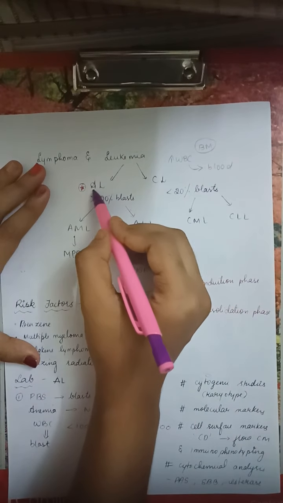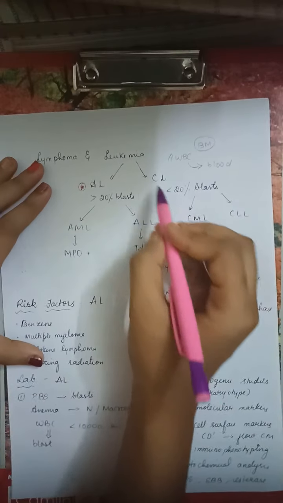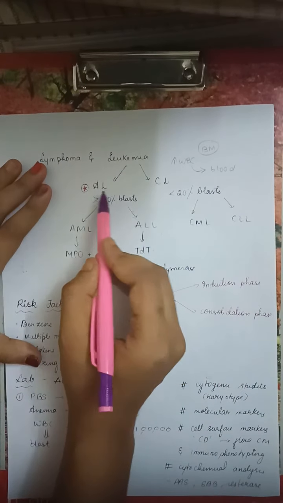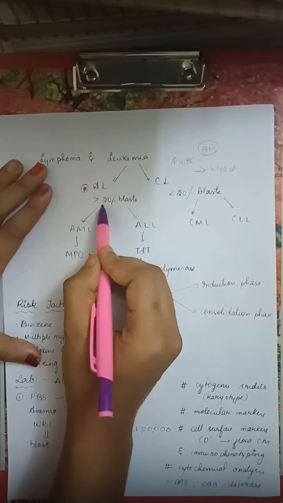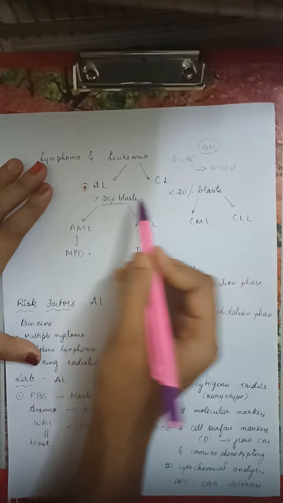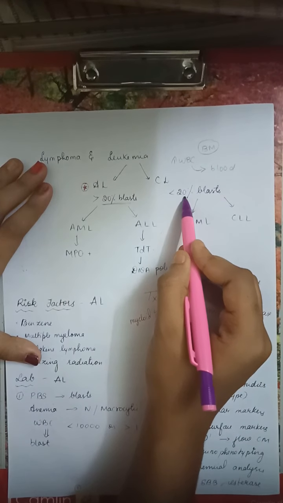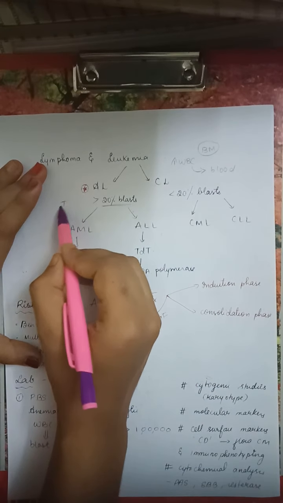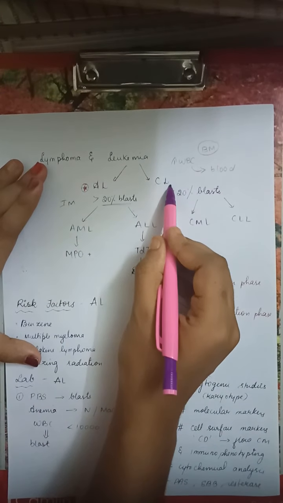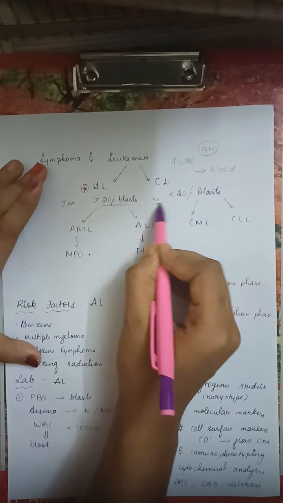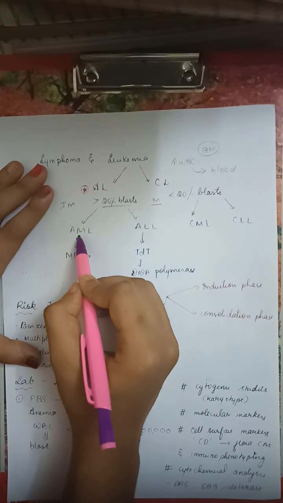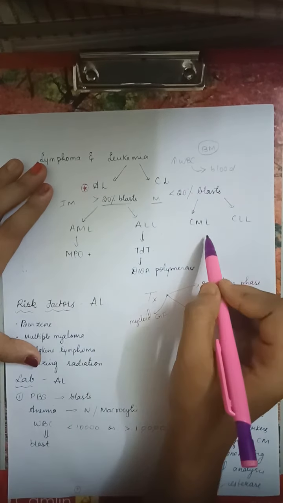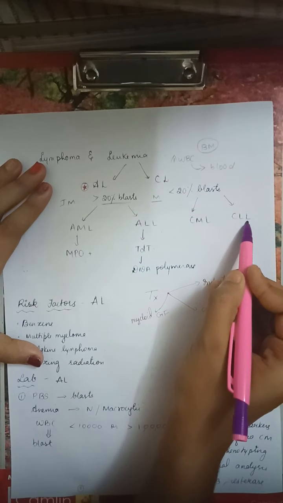It is divided into acute leukemia and chronic leukemia. Remember one star point: in acute there will be greater than 20% blasts, and in chronic it is less than 20%. What is the difference? In acute leukemia, it is immature cells. In chronic leukemia, it is mature cells. Acute is divided into AML and ALL. Chronic is divided into CML and CLL.